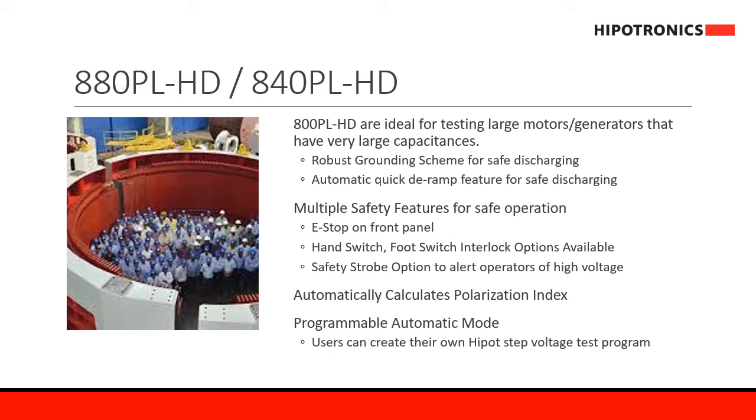The 800VL series comes with multiple safety features for very safe operation, such as an e-stop on the front panel. Hand switch and foot switch interlock options are also available, as is a safety strobe option to alert operators of high voltage. The 800PL series can also automatically calculate the PI. Another great feature is the programmable automatic mode, which allows the user to create their Hipot step voltage testing program.